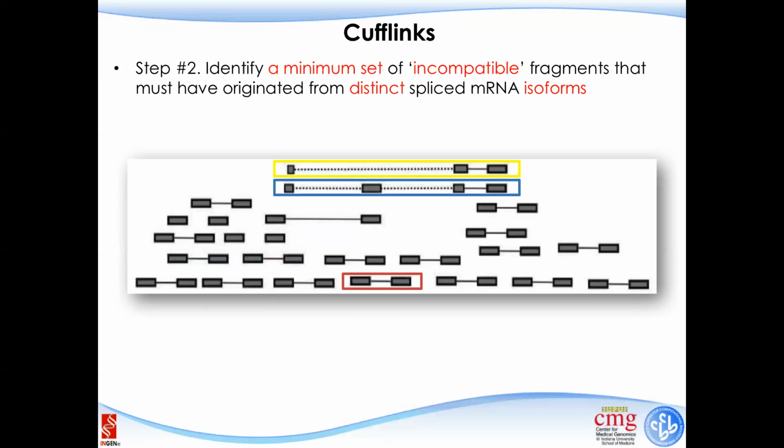So what Cufflinks does here is find the smallest set of isoforms that can explain all the reads we have observed. For example, in the two-exon case, if we just observed the reads mapped to the junction of these two exons, the final result of Cufflinks will be just one isoform.